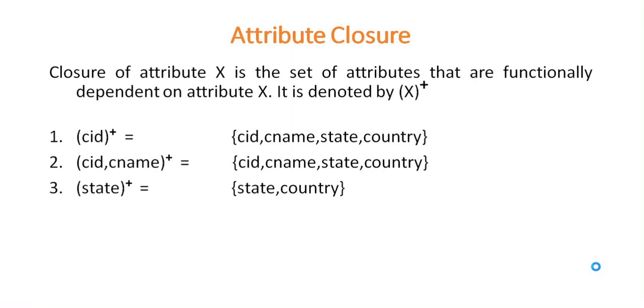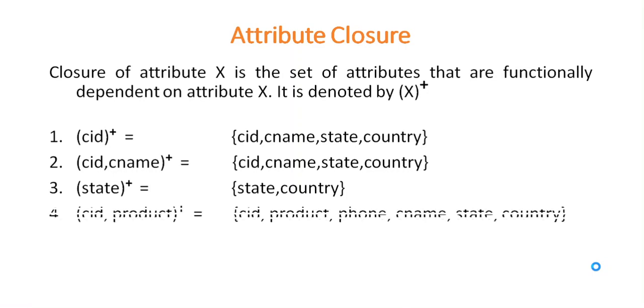Similarly, if you take state, what is the closure of the state attribute? The closure of the state attribute is state itself, and another is country. Country is dependent on state. So the closure of the state attribute consists of only two attributes.